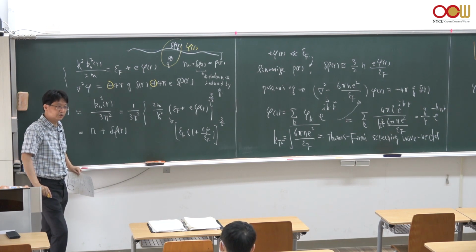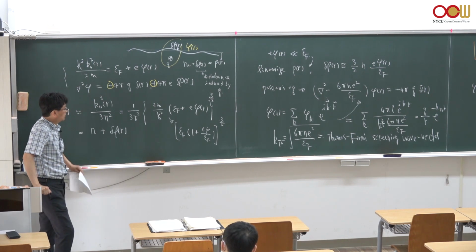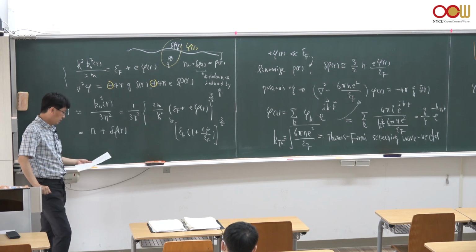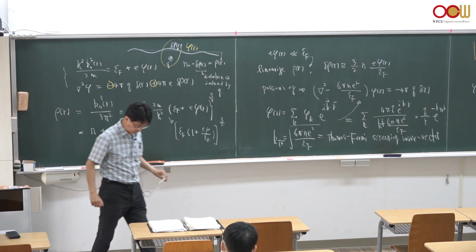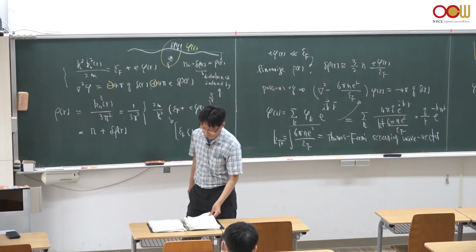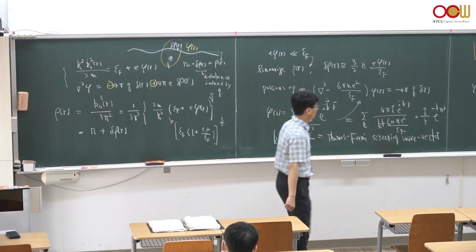All right, so this is a more realistic description of what happens in metals, that the Coulomb potential is no longer a long-range force, but it has to be cut off by this exponential decay factor.